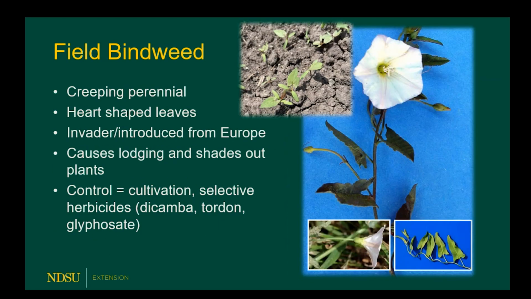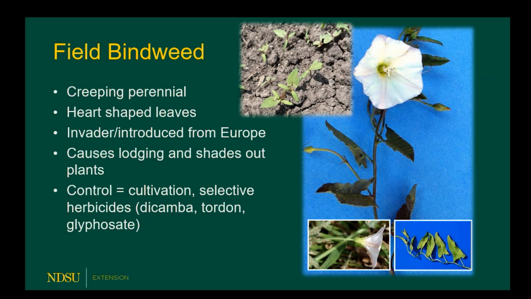The next three, and at the end of this, I'm hoping we have time to look at some mounts, but we're going to compare the next three. So field bindweed is one that we often see growing along the field edges or in our fields. There's also wild buckwheat and hedge bindweed that we'll talk about. But it's a creeping perennial with heart-shaped leaves. It's introduced from Europe. People plant morning glories. It's in that family. And it causes lodging and shades out the plants.